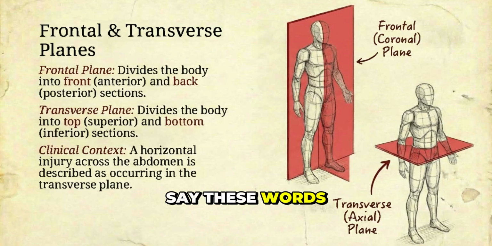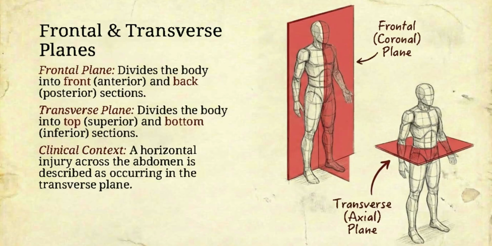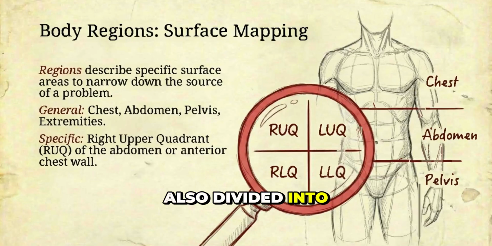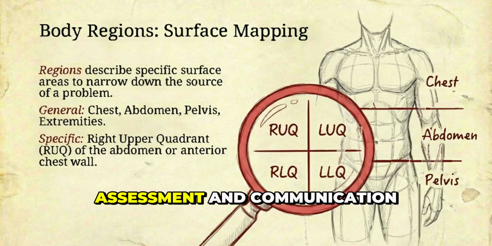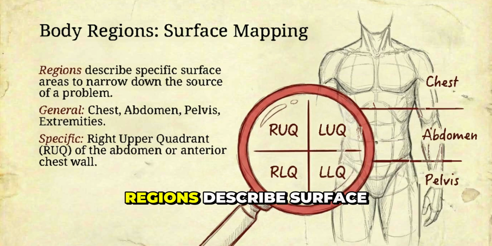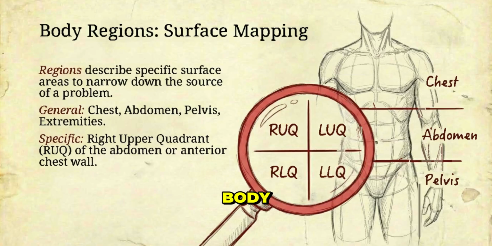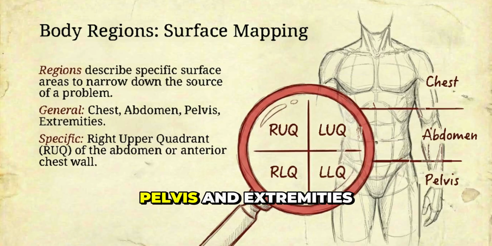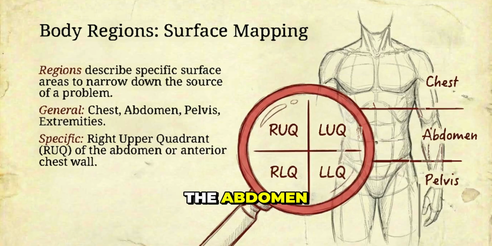You may not say these words out loud often, but understanding them helps you interpret reports, imaging, and medical conversations more accurately. The body is also divided into regions and cavities to help organize assessment and communication. Regions describe surface areas of the body. The chest, abdomen, pelvis, and extremities are common examples. More specific regions include areas like the right upper quadrant of the abdomen or the anterior chest wall. These regional descriptions help narrow down where problems may be coming from.